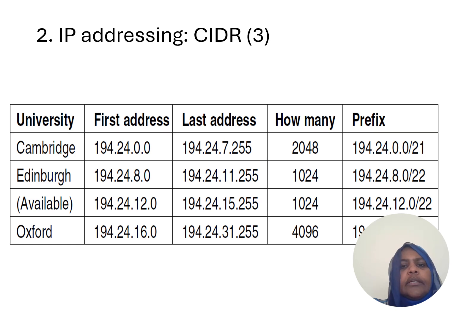For Edinburgh, it has 1,024 hosts, and the prefix is 194.24.8.0/22. For Oxford, they have 4,096 hosts. The prefix is 194.24.16.0/20.